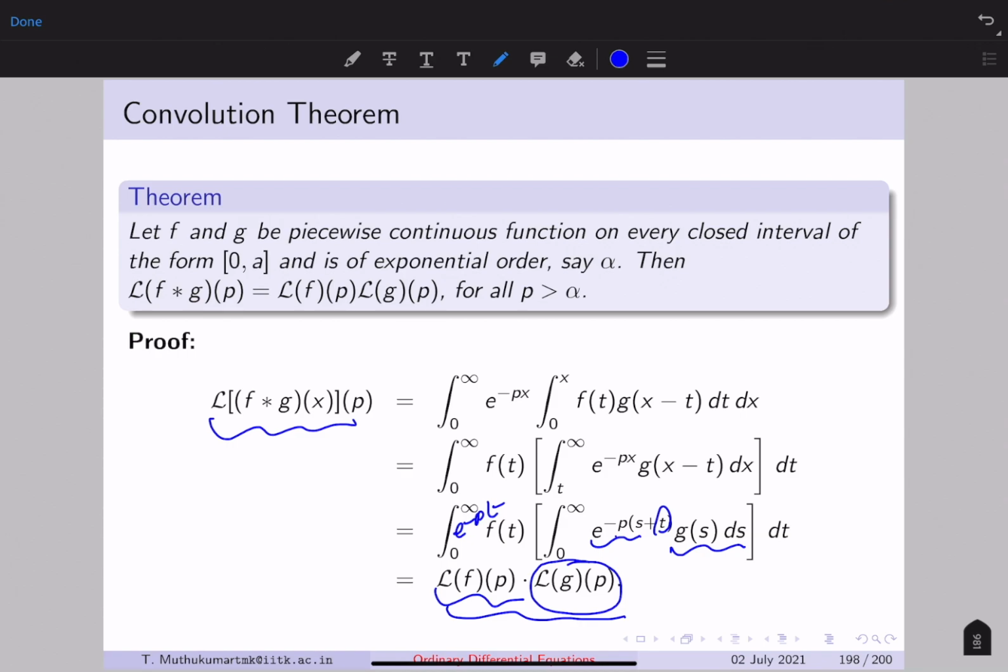Okay. So that is one property of this Laplace transform. Now, you will see applications of this when you use it to compute the Laplace transform of some complicated functions as well.